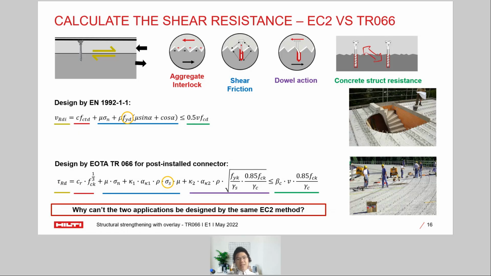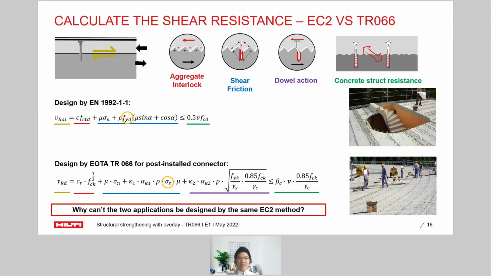The differences are mainly in the EC2 design method. As you can see here, we highlight the fyd, which is the yield strength of the rebar, being considered, while in the AOTA TR66 method, we highlighted the sigma s, which is the stress area of the shear connector of the relevant failure mode that is being considered. So that is the main difference.